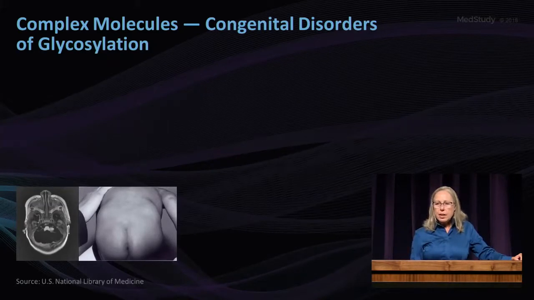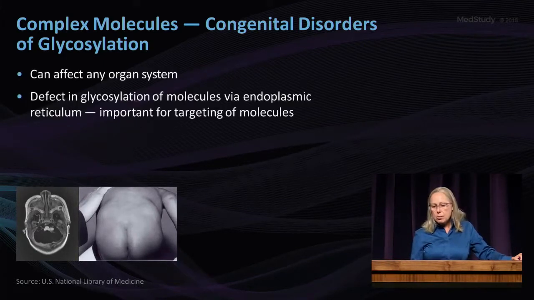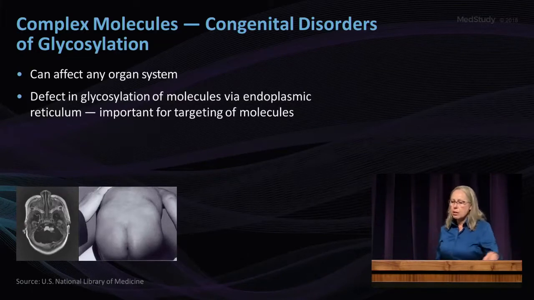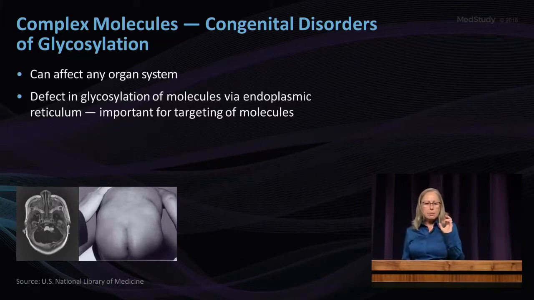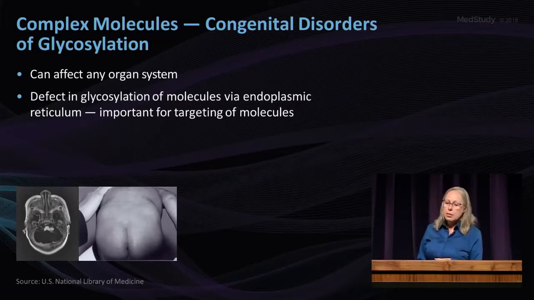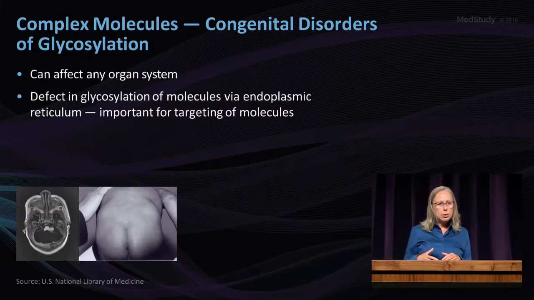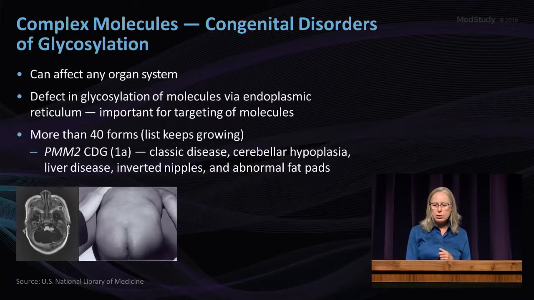Congenital disorders of glycosylation is a relatively new group of disorders, and the list keeps getting longer by the week. It can affect any organ system, and it's a defect in glycosylation of molecules in the ER, endoplasmic reticulum, that's important for targeting a molecule. So you can't do N or O-linked glycosyl groups if you go back to organic chemistry, and those are the things we need on the outside of the cells for them to communicate with one another. So you have impaired communication cellularly.